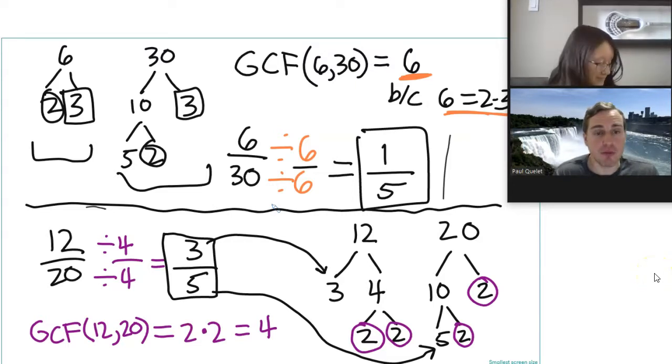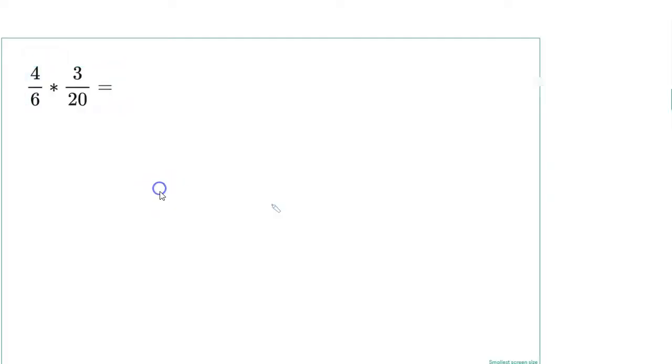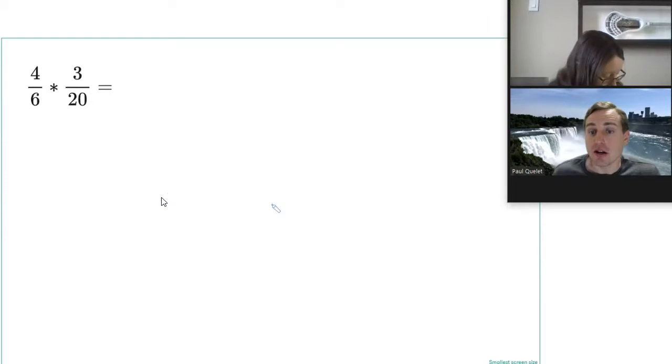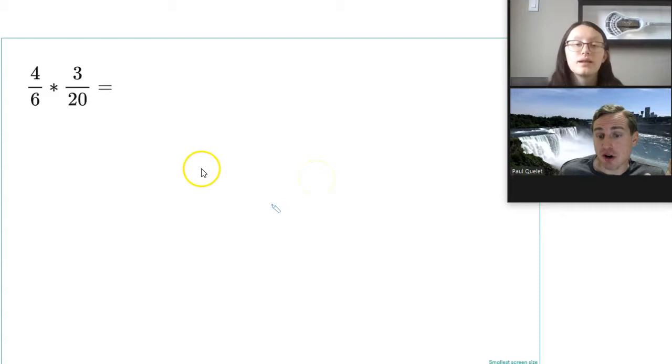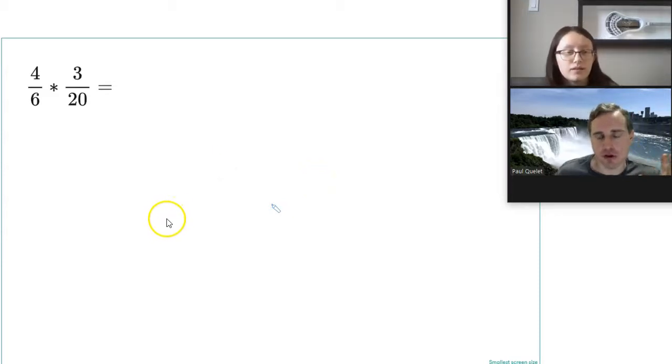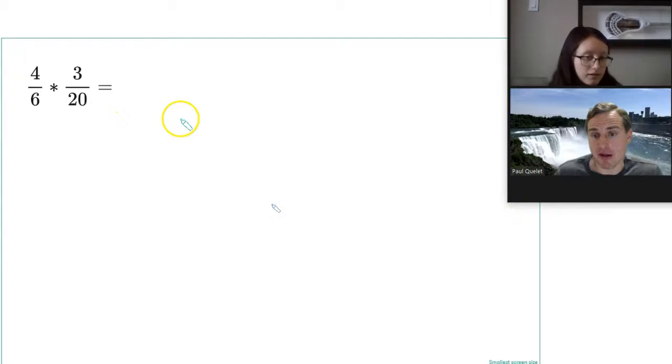Just as a brief warm-up, I'm going to recommend we do the following multiplication problem. Let's go 4/6 times 3/20, okay? So we're going to multiply those. Now remember, like I said, there's two ways to do this. You can either just multiply straight across and then reduce like we were doing last time, or we can cancel out factors before we begin. So I'm going to suggest let's do it both ways.